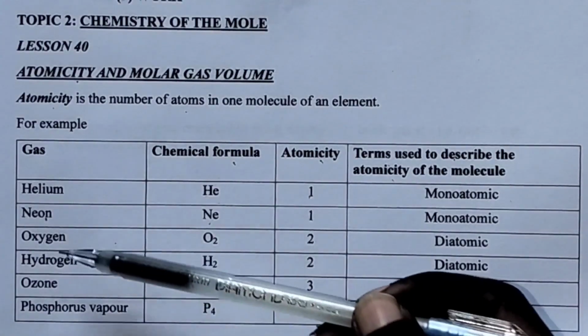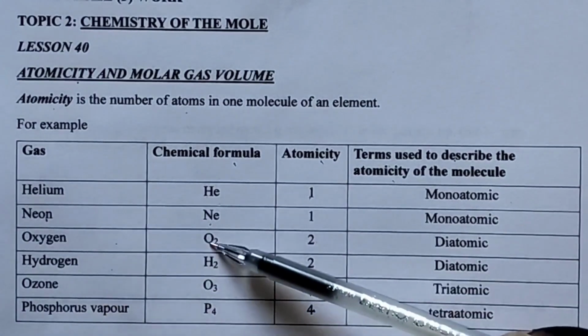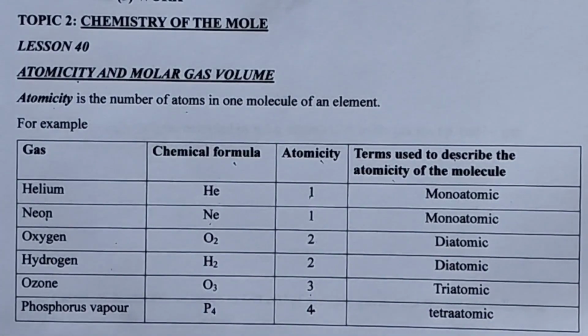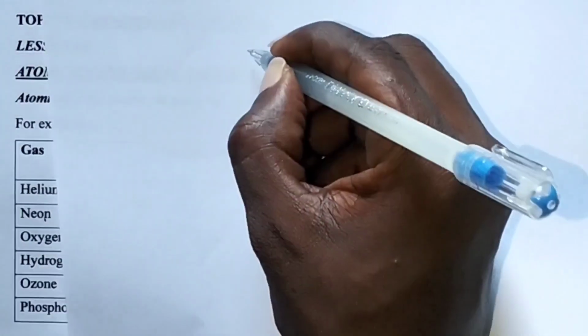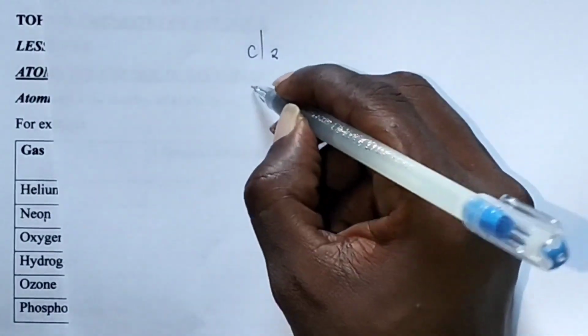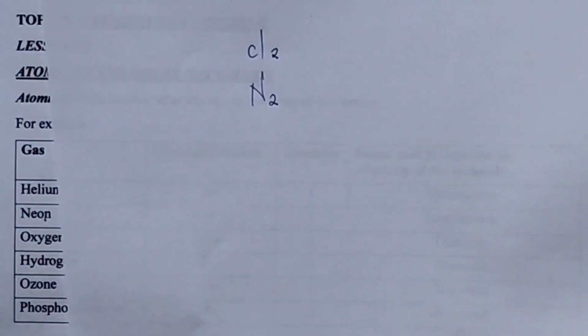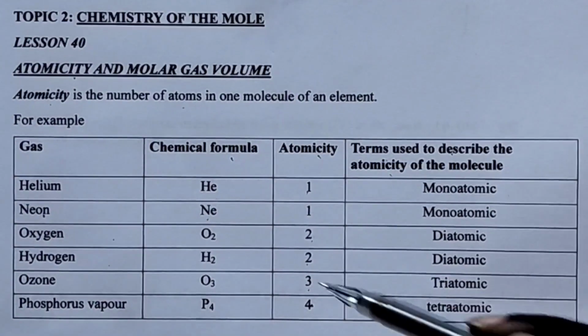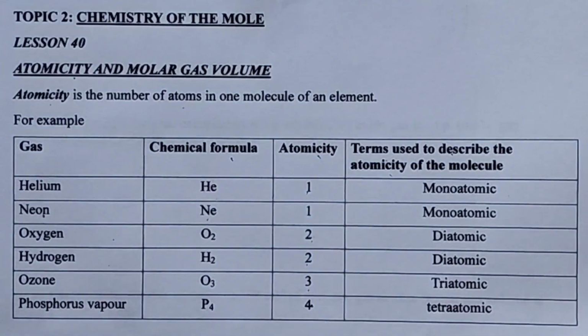Next we have oxygen, which is written O2. That's the chemical formula for the oxygen molecule. Hydrogen, H2. We can put chlorine, Cl2. We can put nitrogen gas, N2, like that. Their atomicity will be 2, 2. Even chlorine will have an atomicity of 2, and nitrogen too, because they are made up of two atoms.